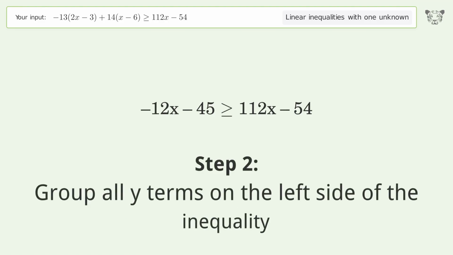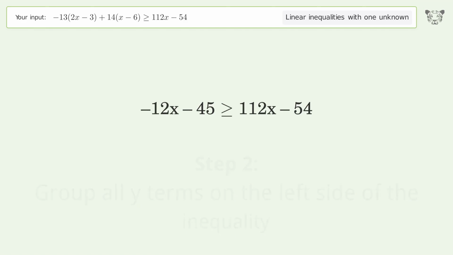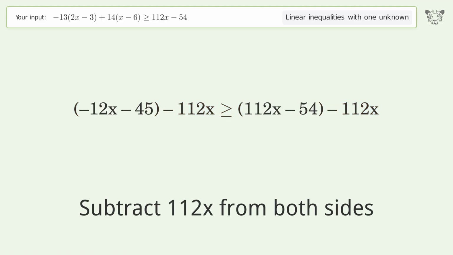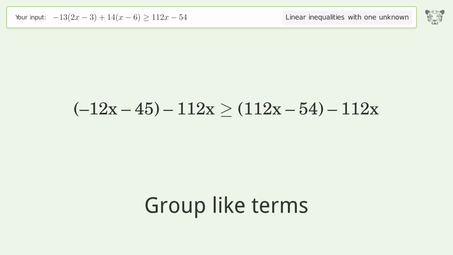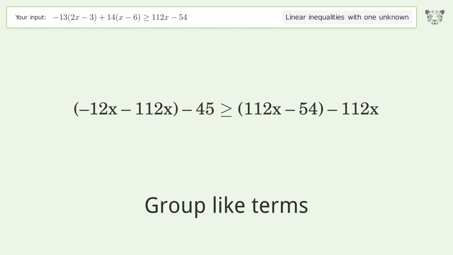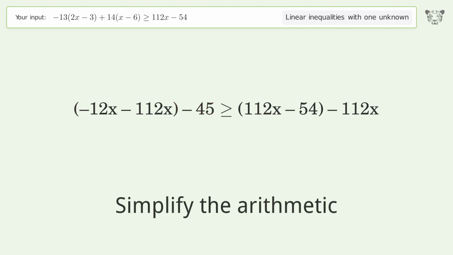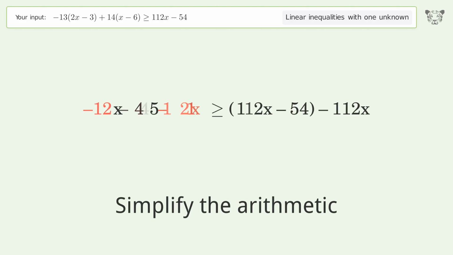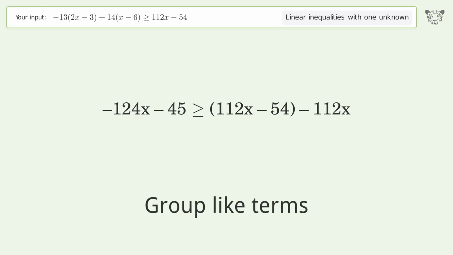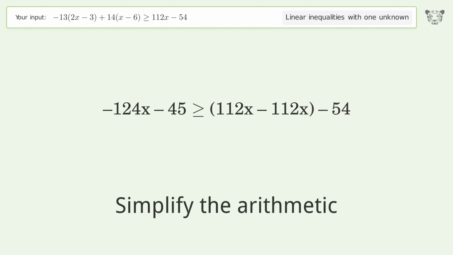Group all y terms on the left side of the inequality. Subtract 112x from both sides. Group like terms. Simplify the arithmetic. Group like terms. Simplify the arithmetic.